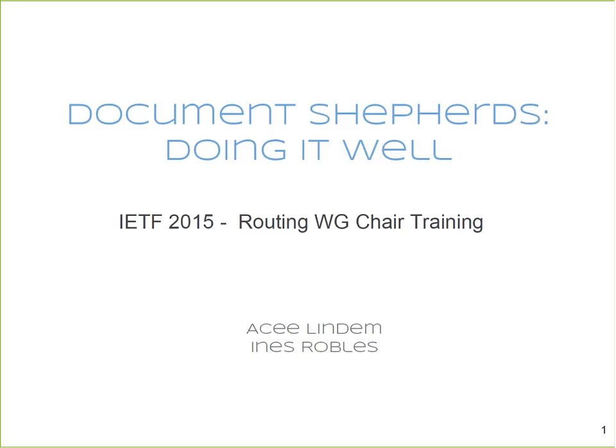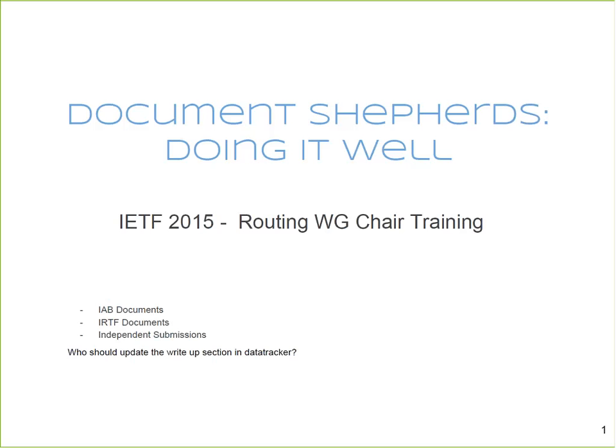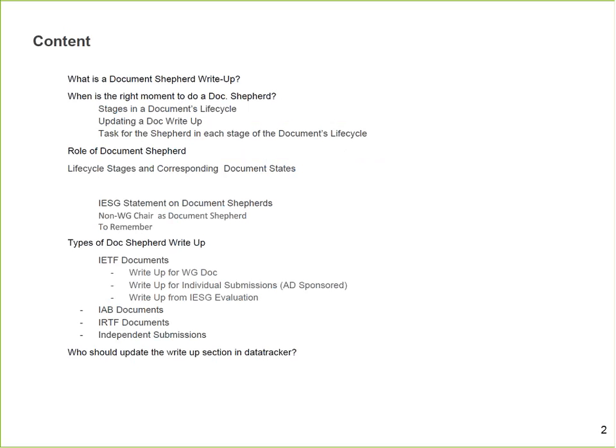We prepared these document shepherd functions, and how to do them well with the AC. The main content of this presentation will be to define what a write-up is, when is the right moment to do it, and the role of the document shepherd. We are also going to cover the life cycle stage, the selection of the document shepherd, the types of document shepherd write-up, and how it can be updated in data tracker.